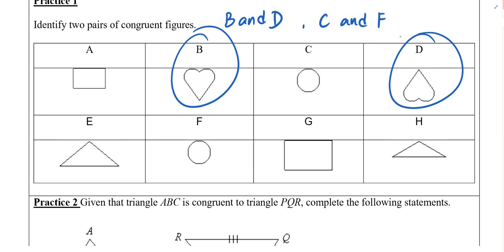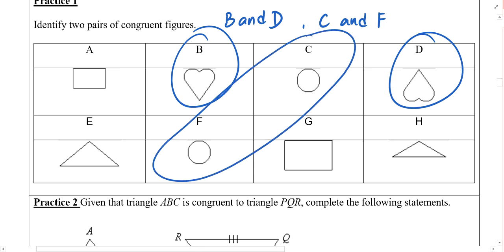What about C and F? Obviously, circles are the same shape. A circle is just a shape, you can't have any variation. But size, you can tell that they are the same. Okay, so this is correct.